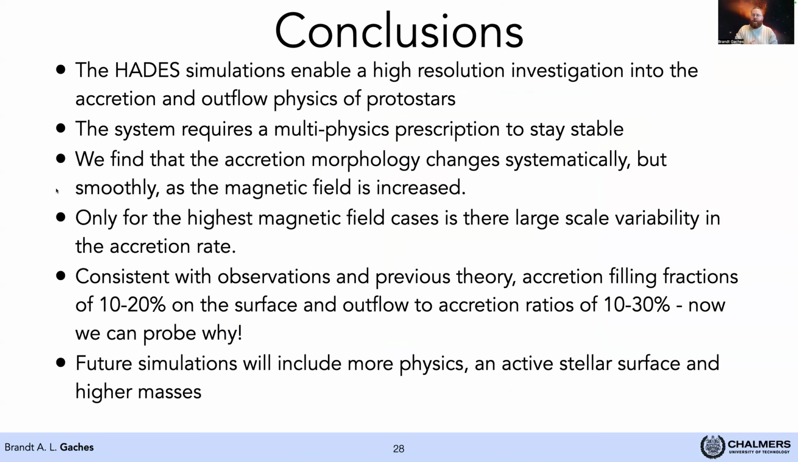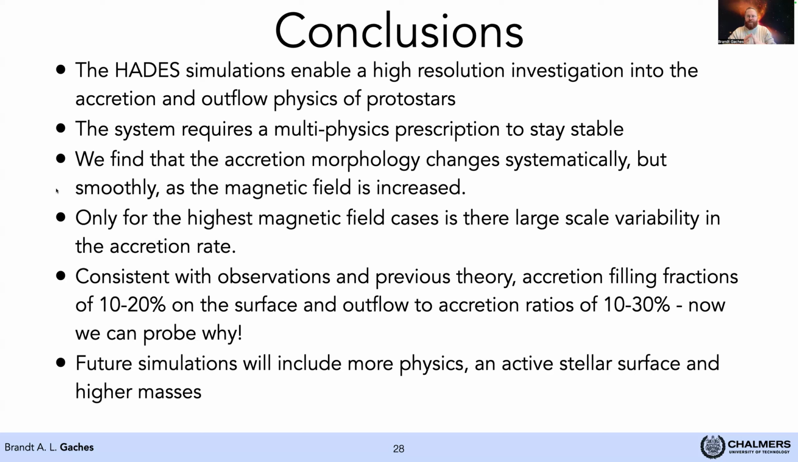So to conclude, these new simulations are really enabling a very high resolution investigation into the accretion and outflow physics from early embedded protostars. However, they really require a multi-physics prescription to stay stable. So we really need non-ideal MHD. We have a variable ionization fraction in there.